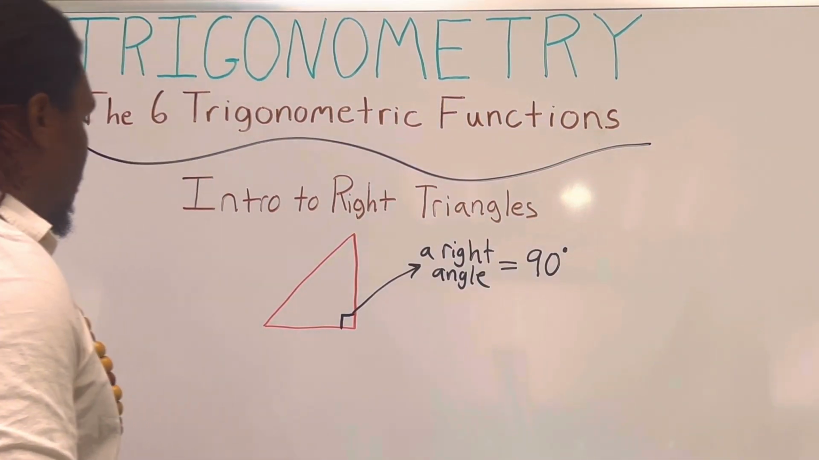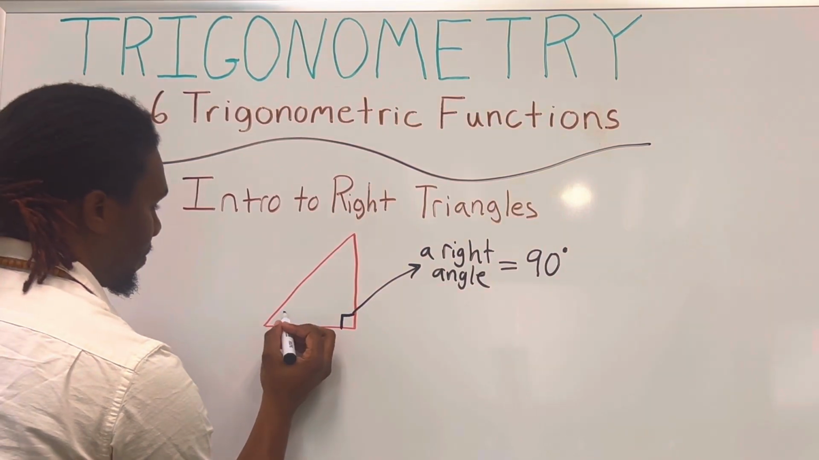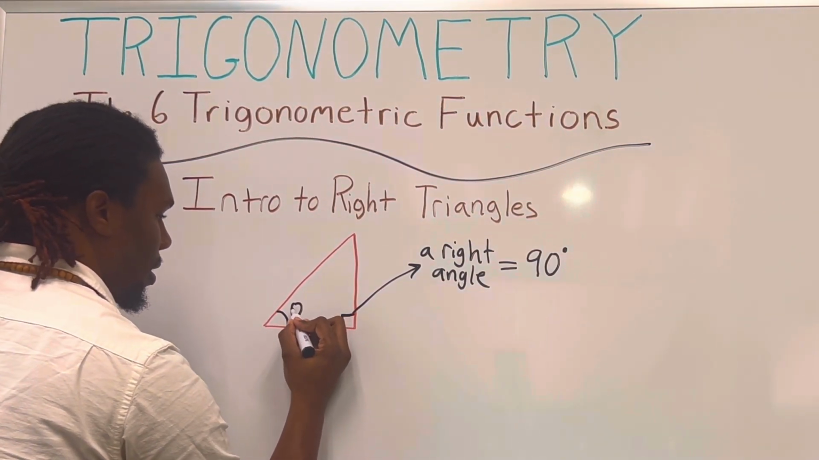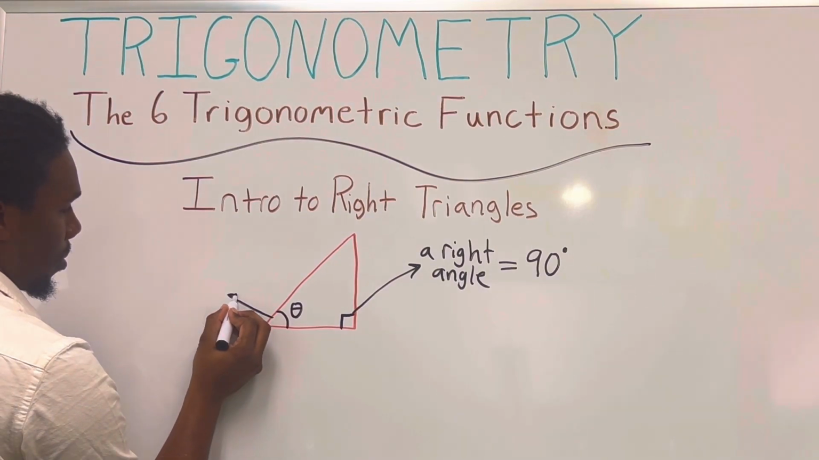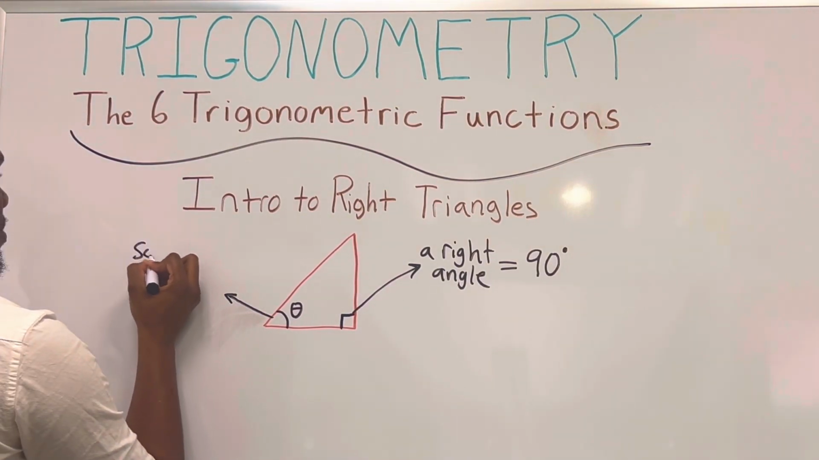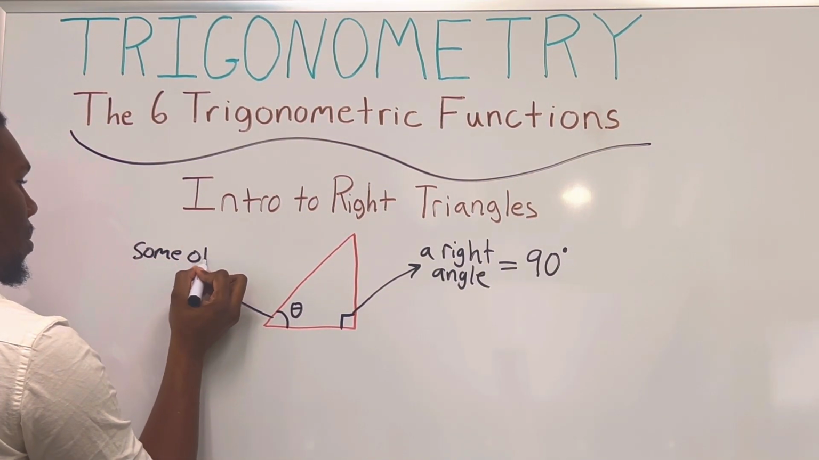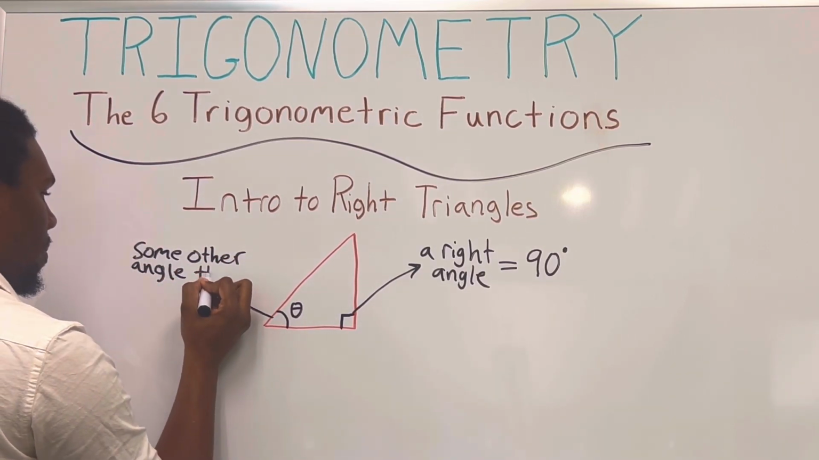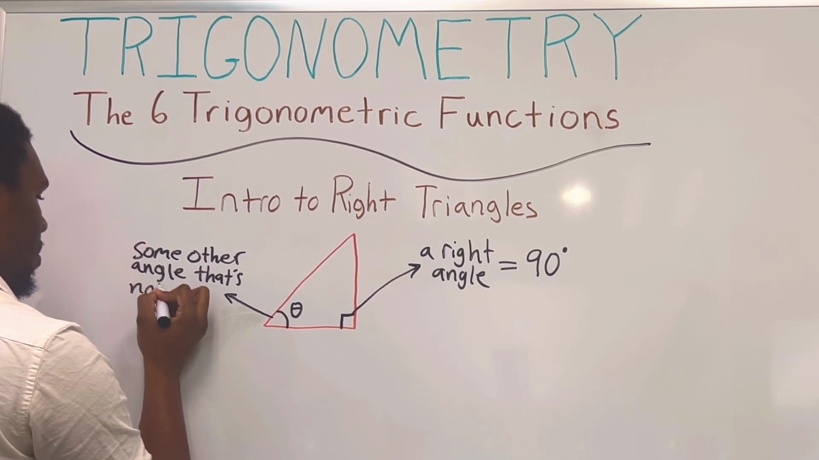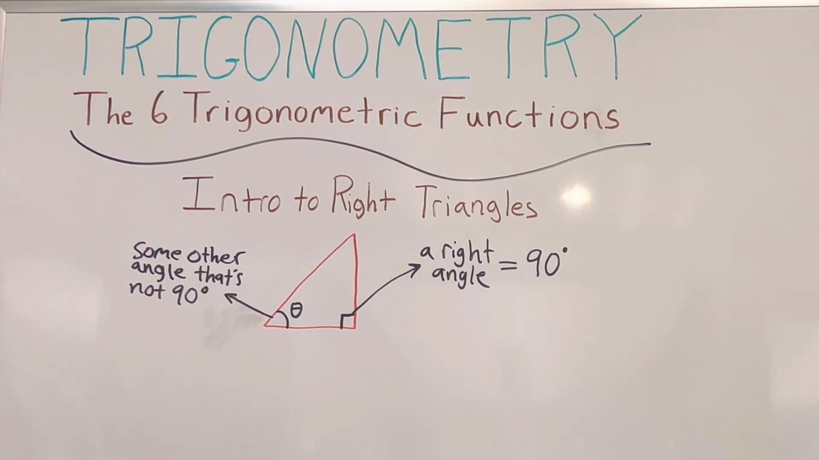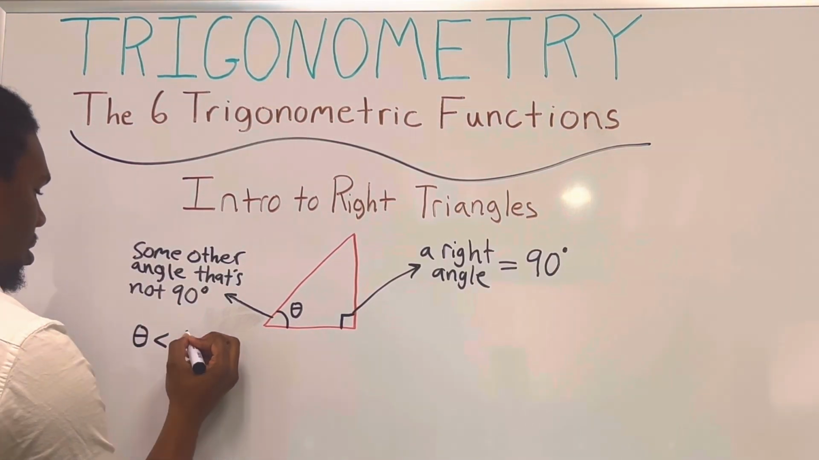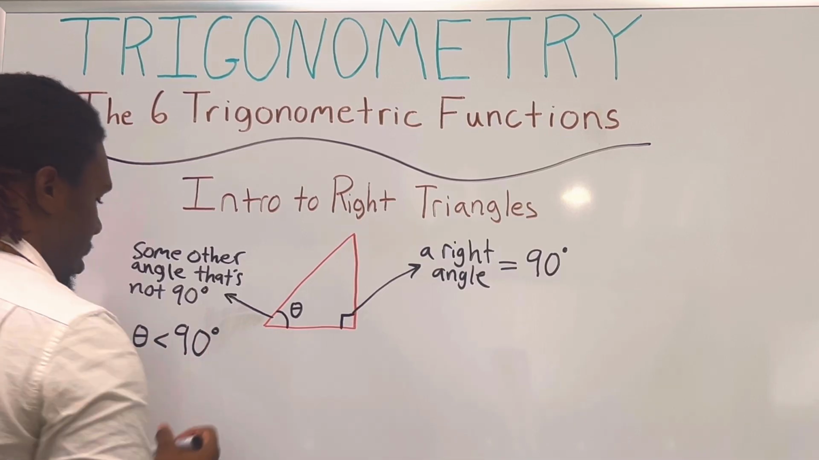Even though the right angle is very important in trigonometry, it's still not the main character. The main character is the angle theta, because that's where all the mathematical magic happens. This angle theta is some other angle in the triangle that's not 90 degrees. In fact, we could take it a step further and say theta is an angle less than 90 degrees.